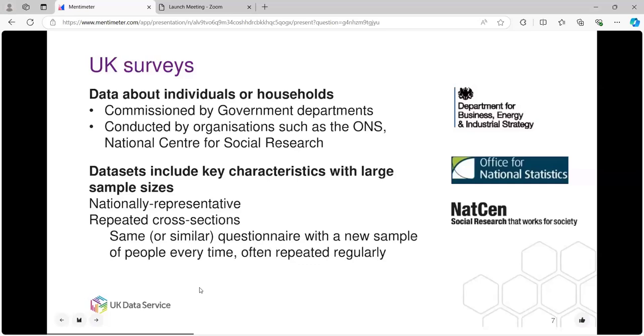Most of these surveys are structured as repeated cross sections, which means the same or very similar questionnaire is used each time, but it's carried out on a new sample of people, or at least not exactly the same sample of people as the previous one. And this is a structure that helps surveys to be repeated regularly and to provide consistent data over time. Next.